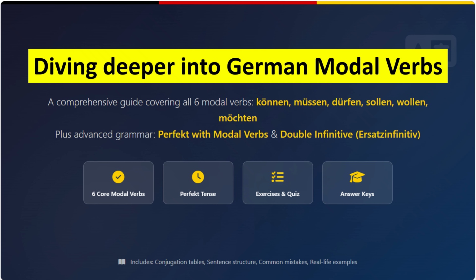Hello everyone. In my previous video, we studied the basics of German modal verbs, what they are and how they work in simple sentences. In this video, we are going to take it to the next level. We will explore how modal verbs behave in complex sentences, how they shift in meaning, and common mistakes that advanced learners often make. By the end of this video, you will feel much more confident using these important verbs in everyday German.